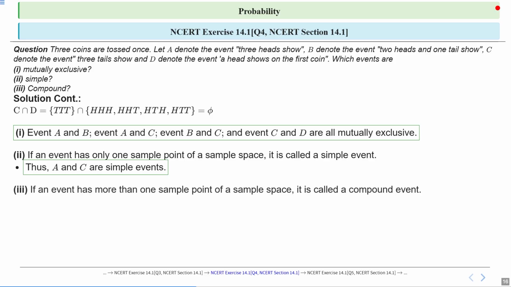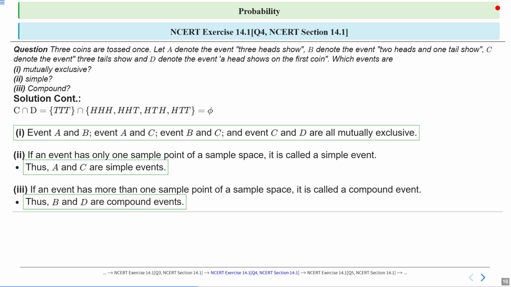Now check which events are compound events. What's the definition of a compound event? If an event has more than one sample point of a sample space, then it is called a compound event. Let's check which events have more than one sample point. Easily you can find that events B and D have more than one sample point. Thus B and D are compound events. I hope it is clear to all of you. Now let us move to the next question.